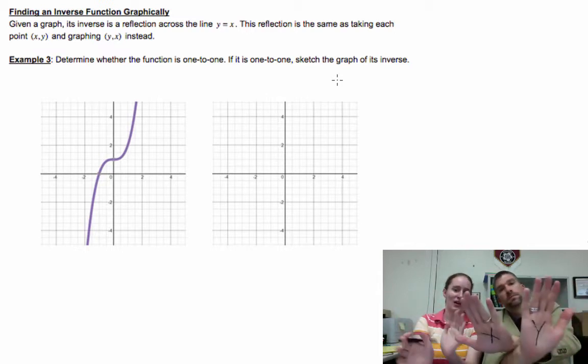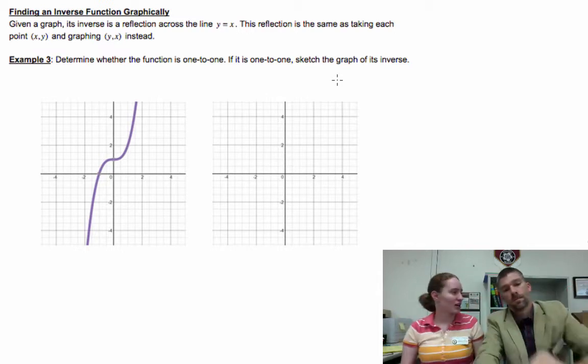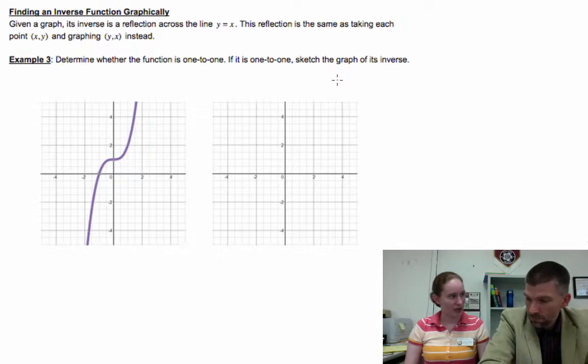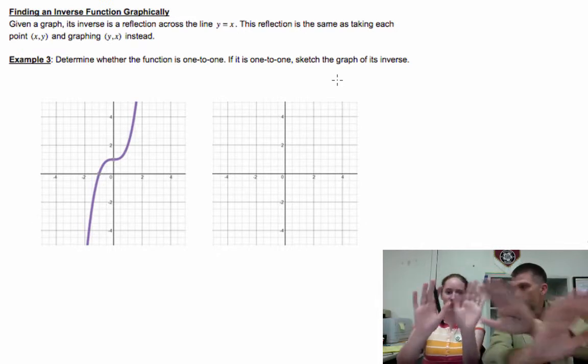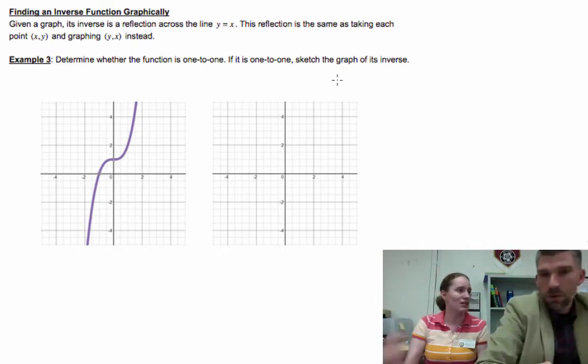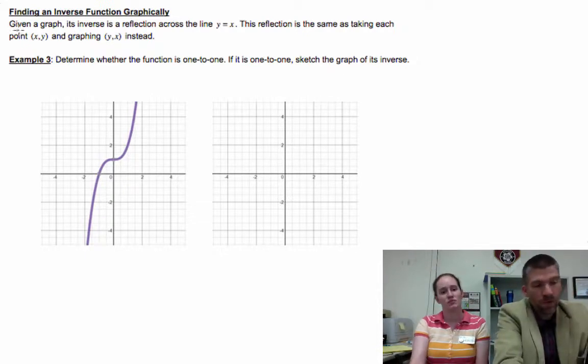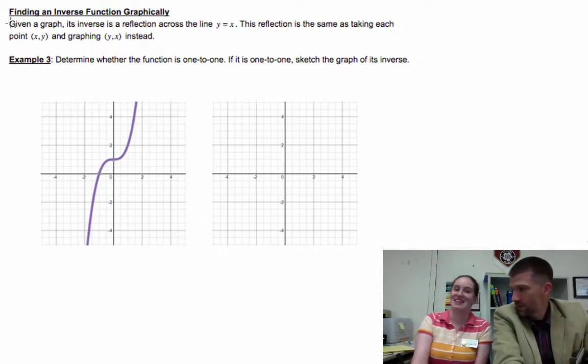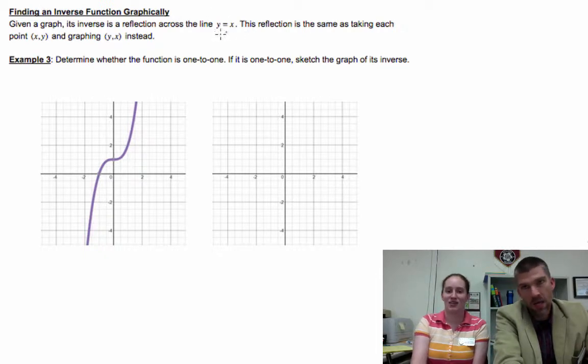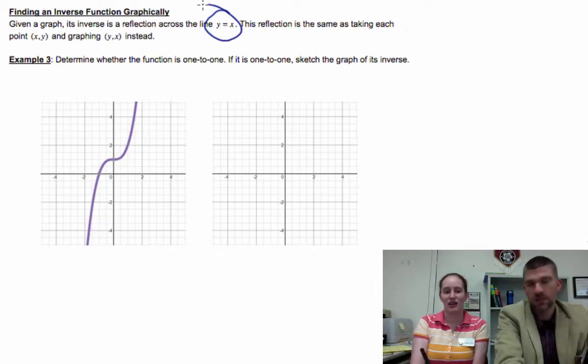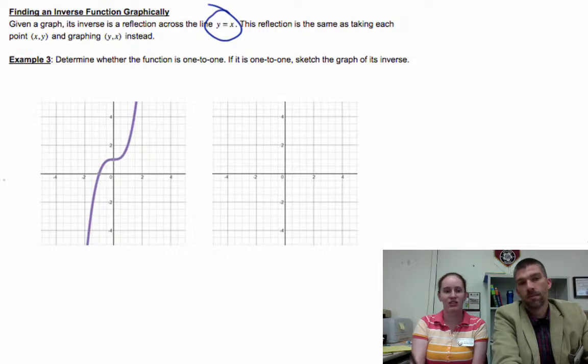Okay, if we have x and y and then we switch them, there should be some kind of graphic connection. Graphically, there should be a connection that we can make with our function and then our inverse, right? Because if we're just switching it, there's got to be some kind of reflection thing going on. You know, I feel like you're headed towards something here, like maybe the line y equals x. That's right. A function and its inverse will be a reflection across the line y equals x.